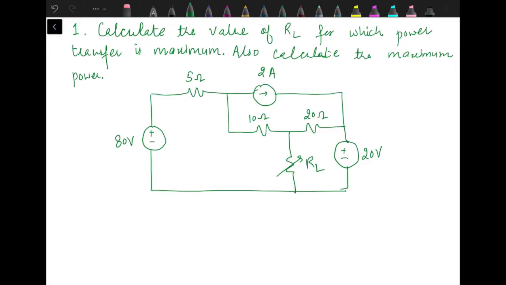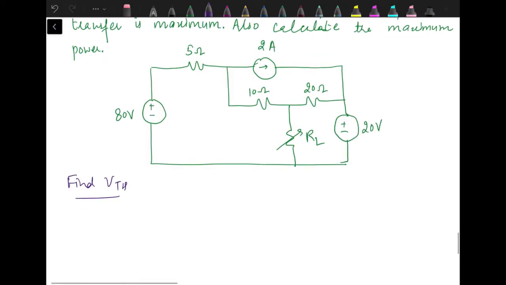So let's start by finding out VTH. So first step is we need to find out VTH. For finding out VTH, we need to remove this load resistance. And if you have any confusion in understanding how to obtain the Thevenin equivalent of any circuit, then you can check the videos on the Thevenin's theorem. The link for that is also provided in the description box.